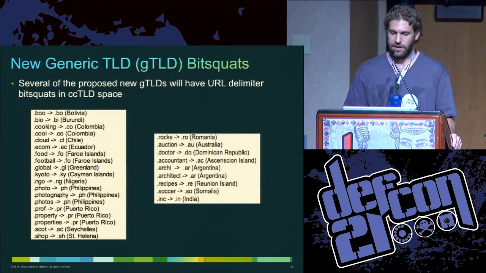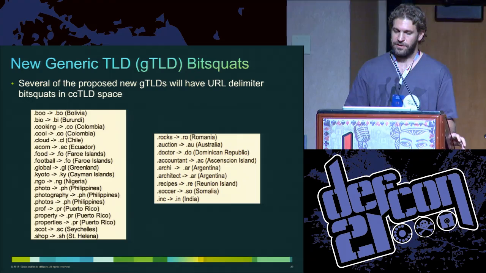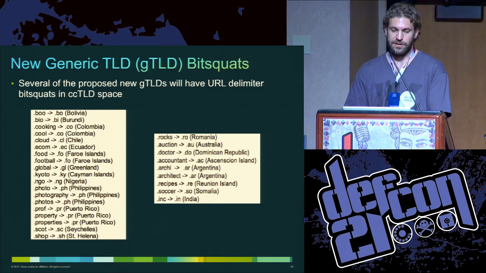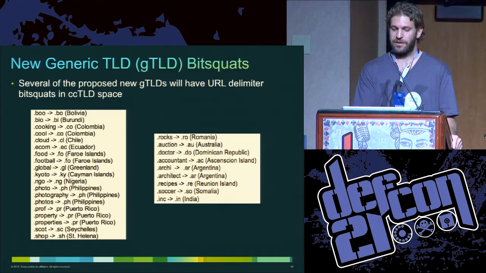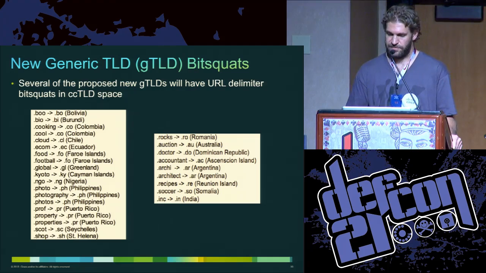There are some other bit squats that are possible in the new generic top-level domains. These are based on the letter O, and you can see I've got several here like .boo, .bio, and the corresponding country code top-level domain where those bit squats exist, as well as ones based on the letter C. So I'll leave these here as reference.